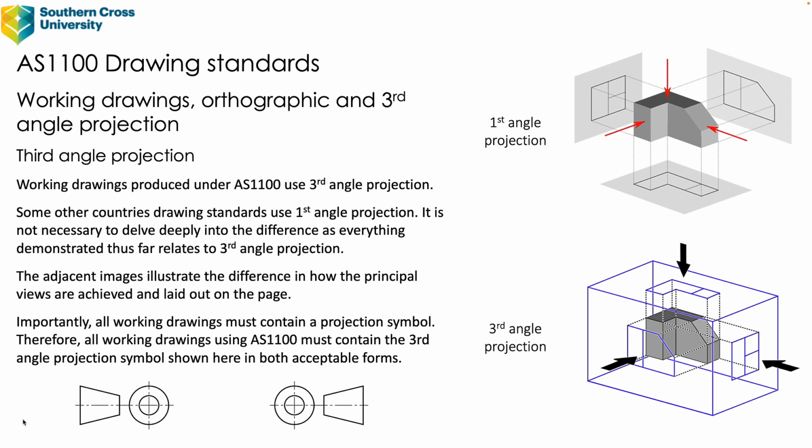Whereas you can see again, there's another image there of third angle projection, and it shows that concept of the invisible cube, being the images projected onto the faces of the invisible cube.